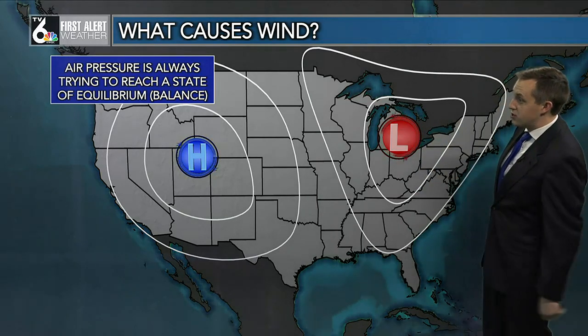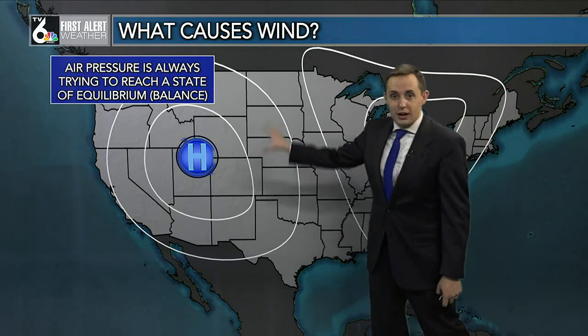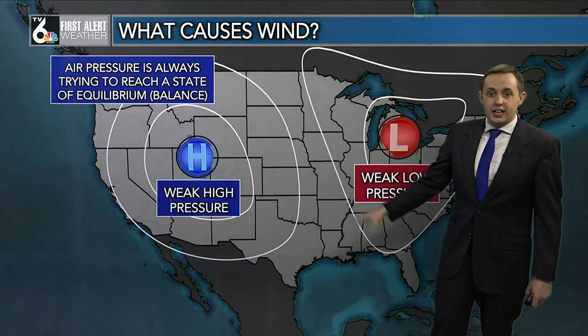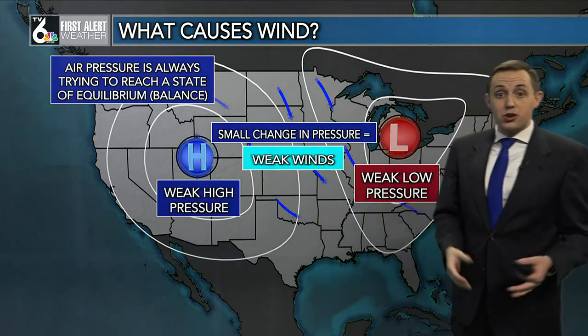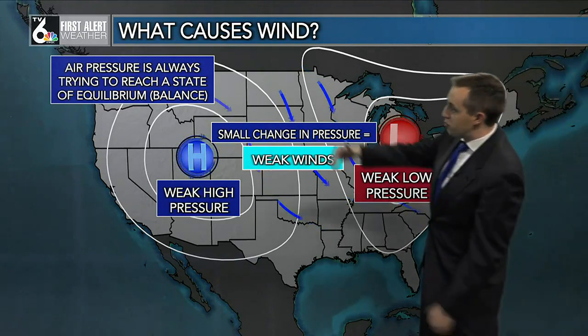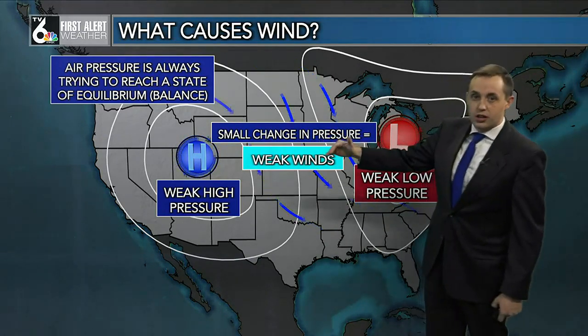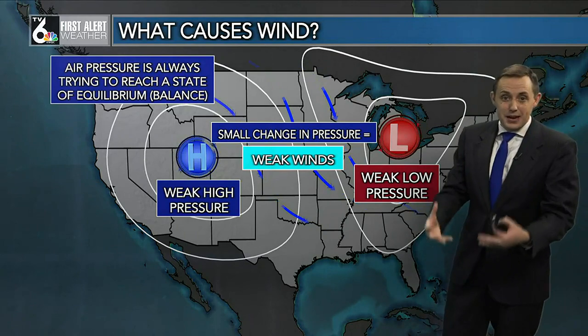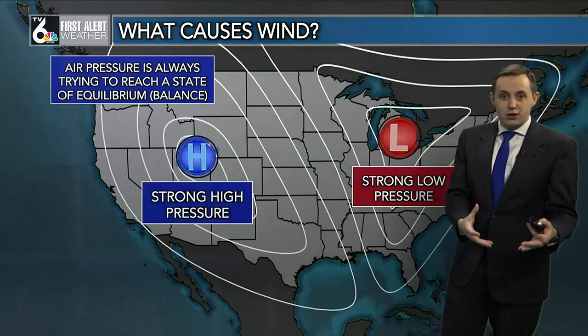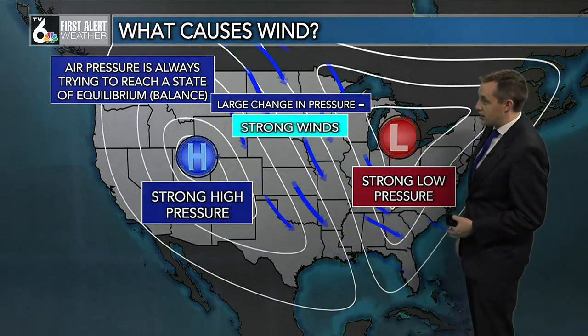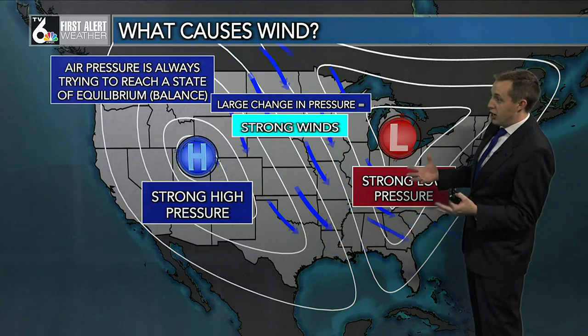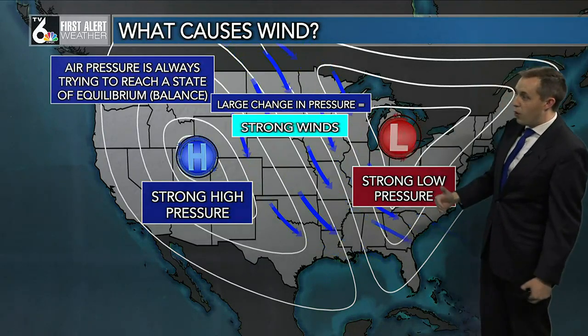So when you have two pressure systems, a low pressure and a high pressure, in between that tight pressure gradient gives us the wind. So if we have a weak area of high pressure and a weak area of low pressure, there's a small change in pressure between, so that's where you'll get the weaker winds. But if you have a deepening area of low pressure and a strong high pressure that's following through with it, that's where we get the larger change in pressure, and that's where we get the strong winds in between those.